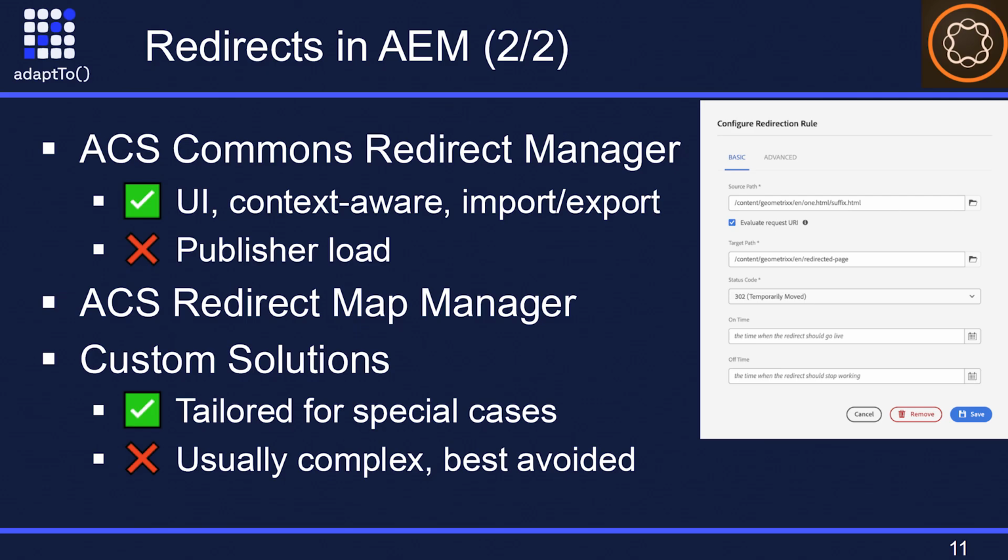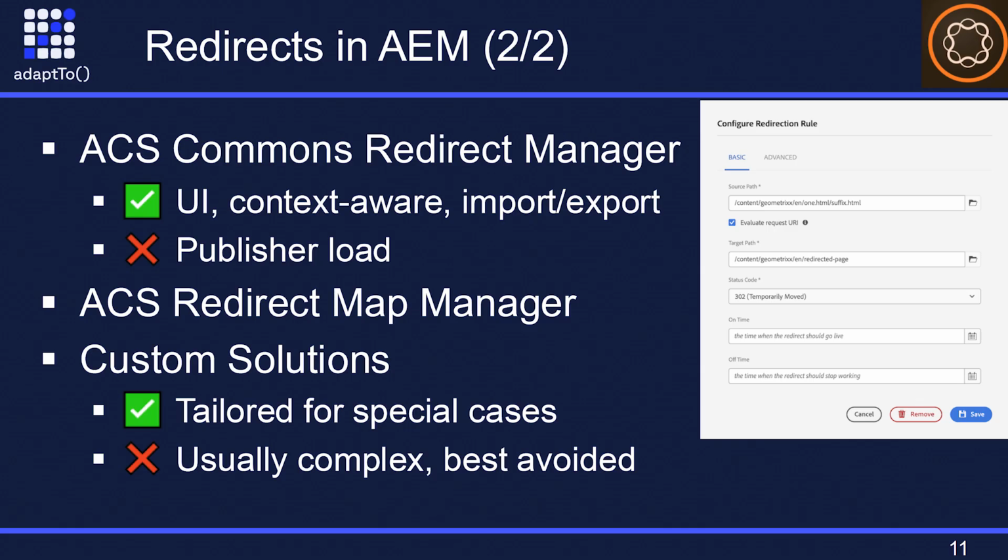The tool I personally like a lot is the ACS Commons Redirect Manager. This was introduced in early 2021. To be honest, at that time it had some issues, but over the course of the years it has constantly improved, and I really like to use it. It gives you a fairly intuitive UI. You can use it with your content team or your power users. You can generate your redirects from simple redirects to mid-complex redirects.